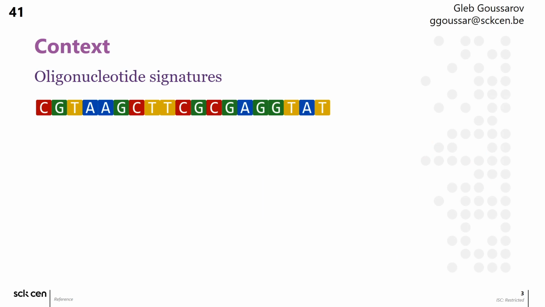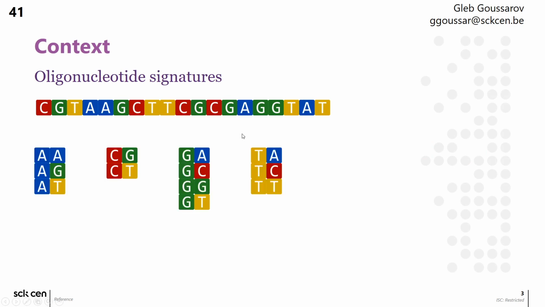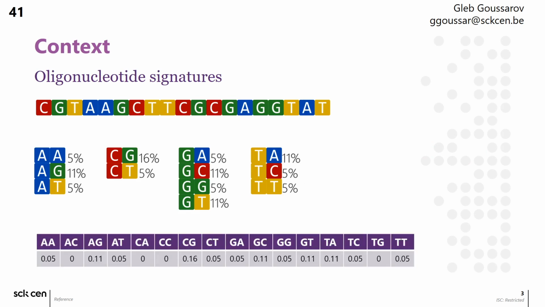The approach we have decided upon is to use oligonucleotide frequency signatures, which I will now briefly explain. Here you have a nucleotide sequence, which we split into shorter oligonucleotides of a given length, say 2. We count them and then examine the relative abundance of each oligonucleotide. The resulting vector is what we refer to as a genomic signature.